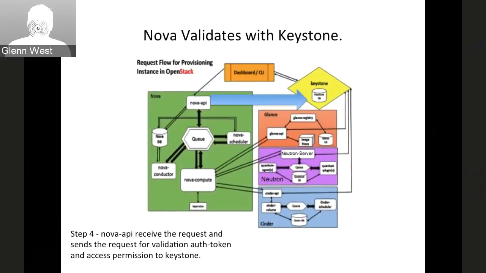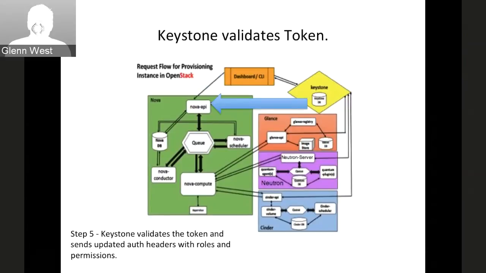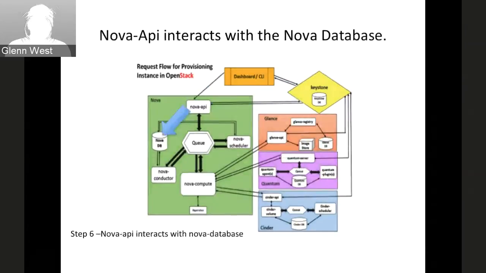At this point, Keystone does the validation on the token, checks the permission, the roles, everything. This is very commonly where I've seen your first problem area. If you have permission issues, this is where you need to start looking right here. After we've gotten that, Nova API is going to go over and start interacting with the Nova database.